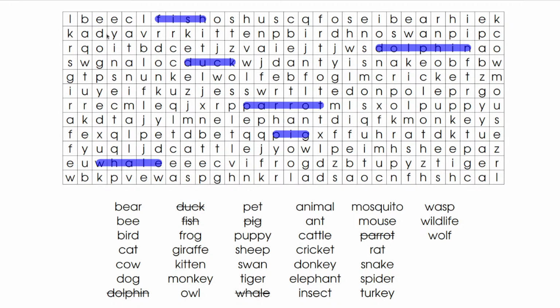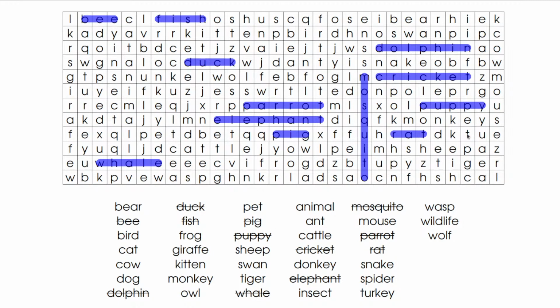So I've got fish as well, and bee, and elephant, rat, mosquito, cricket should be in here as well. Cricket's an animal, a small insect, as well as a very popular game in Australia.